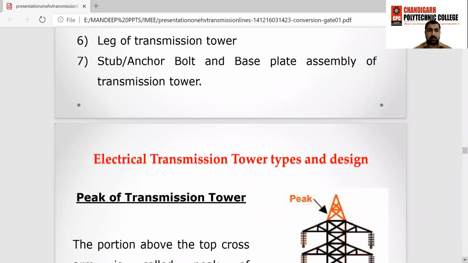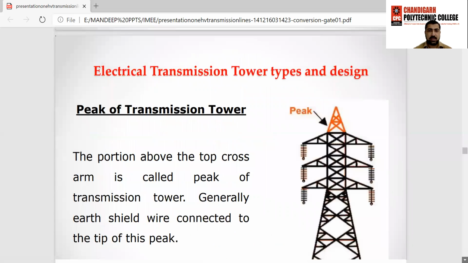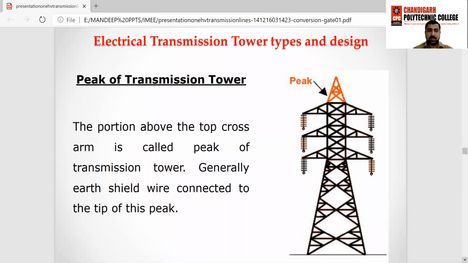Let us start with the peak of the transmission tower. As per the picture shown, we are easily able to understand the peak of the transmission tower. The portion above the top cross arm is called the peak of the transmission tower. Generally, the earth shield wire is connected to the tip of this peak.